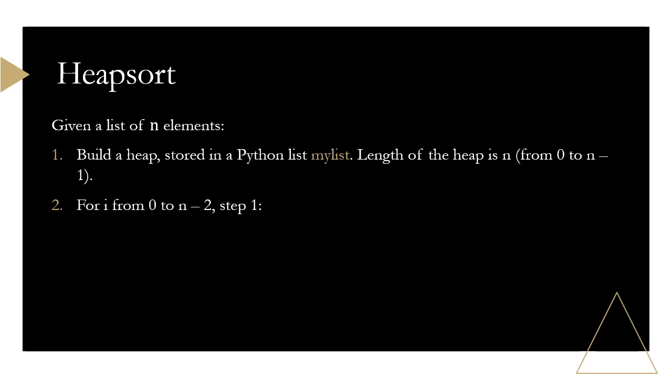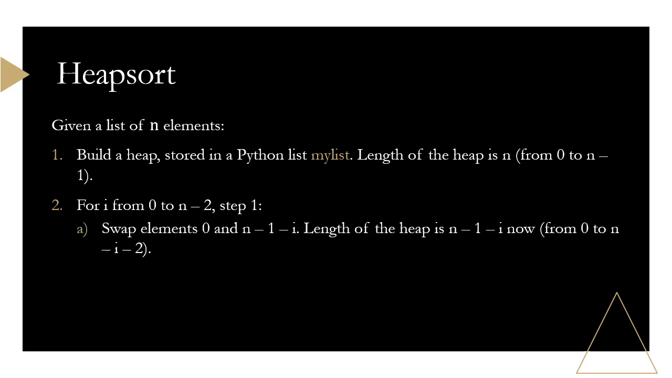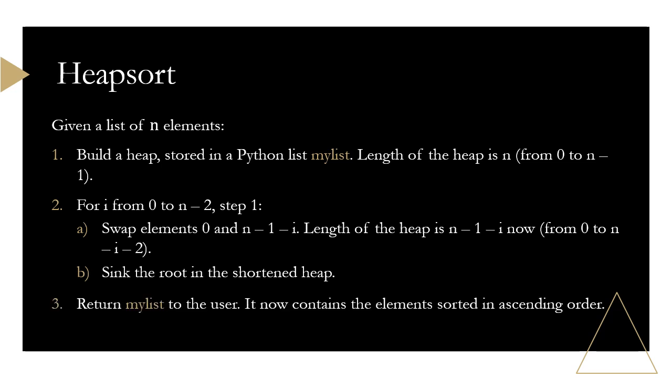Step 2. For i from 0 to n minus 2, step 1. This means that every time we are going to increment i by 1. Sub-step A. Swap elements 0 and n minus 1 minus i. Length of the heap is now n minus 1 minus i. Sub-step B. Sink the root in the shortened heap. Step 3. Return my list to the user. It now contains the elements stored in ascending order.